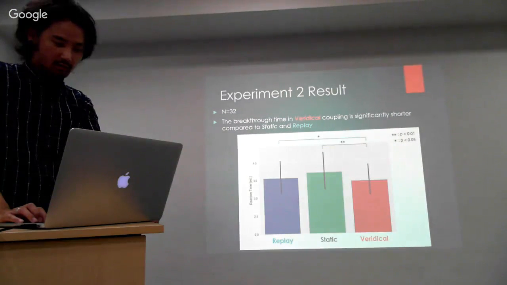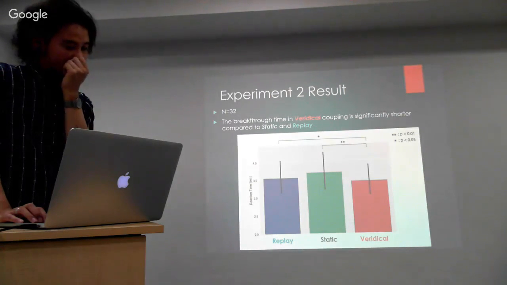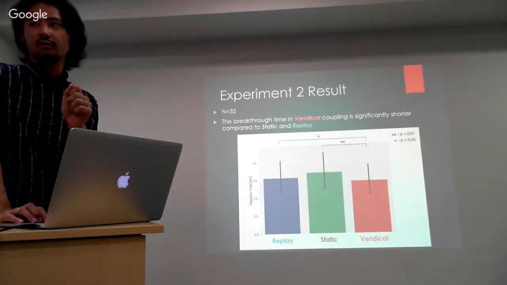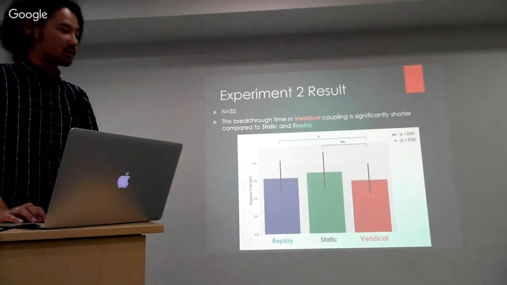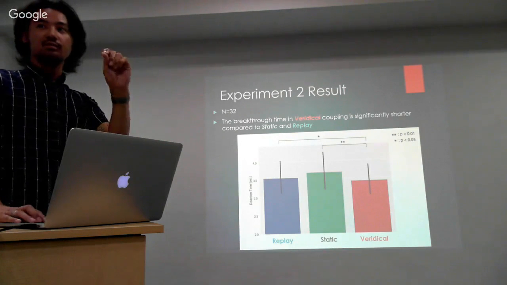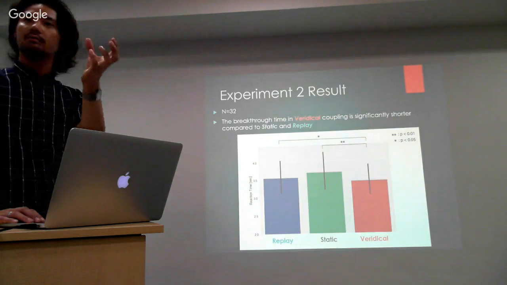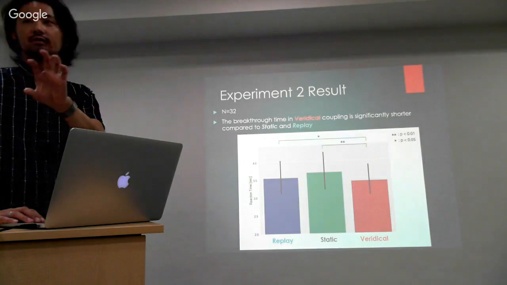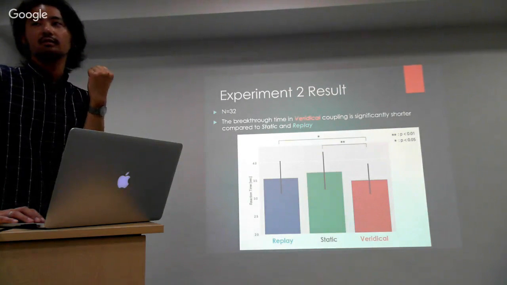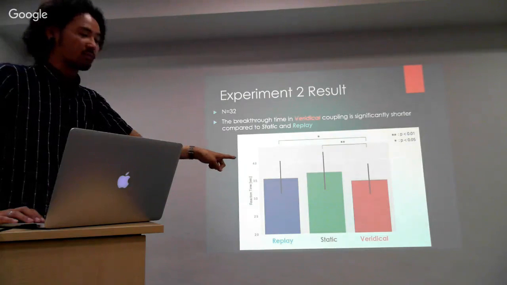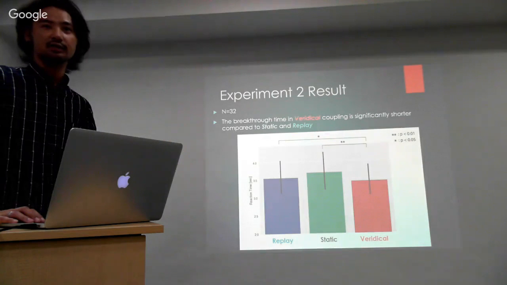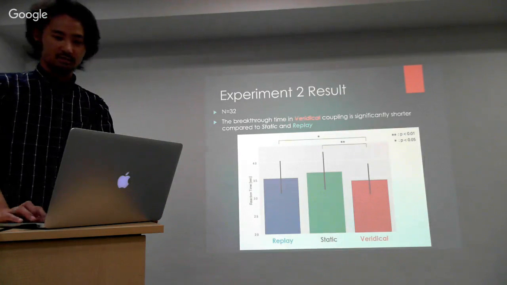And again, we found breakthrough time is faster when people interact with the actual veridically coupled object compared to the replay or static. Using replay means the speed of movement or other properties of the movement should be constant. All the movement is their own movement, just the previous one. So the only difference between replay and veridical coupling is whether this is ongoing live coupling or not. And that actually changes the visibility.